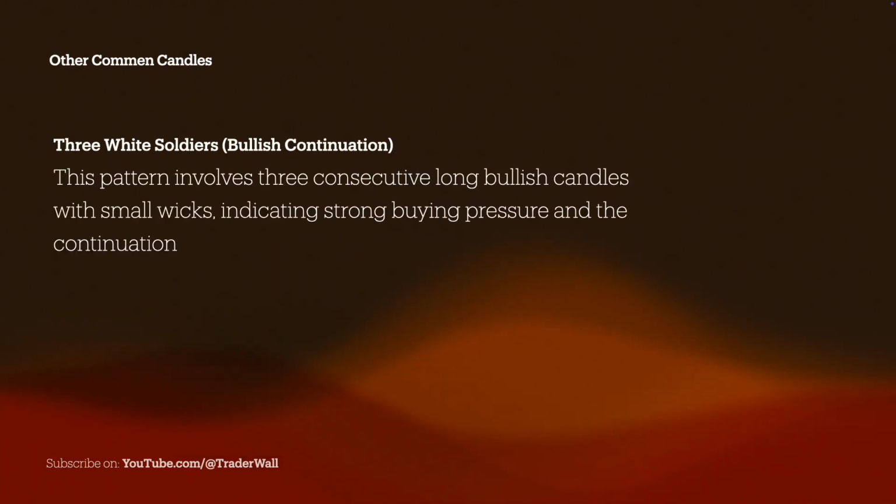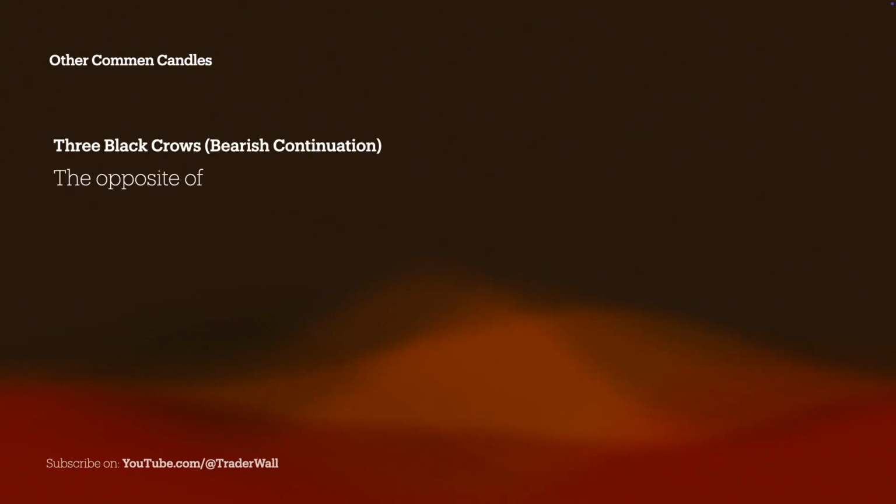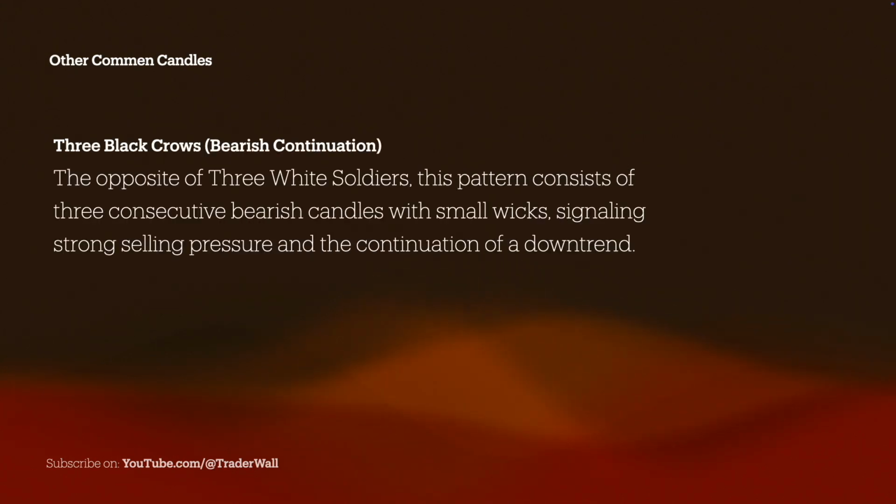Three white soldiers, bullish continuation. This pattern involves three consecutive long bullish candles with small wicks, indicating strong buying pressure and the continuation of an uptrend. Three black crows, bearish continuation. The opposite of three white soldiers, this pattern consists of three consecutive bearish candles with small wicks, signaling strong selling pressure and the continuation of a downtrend.